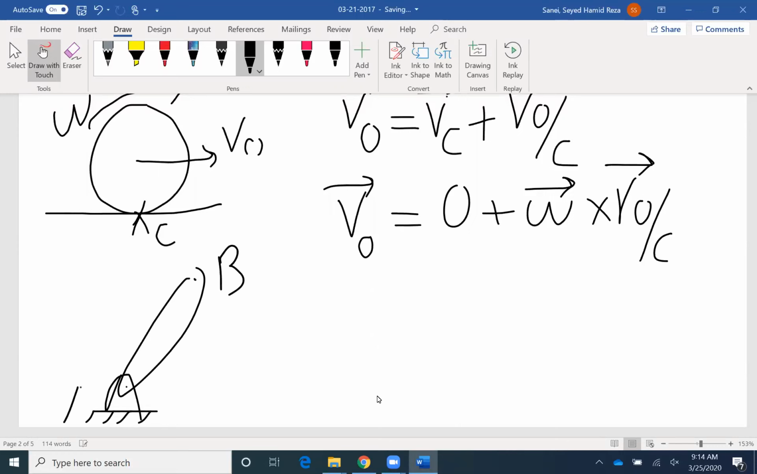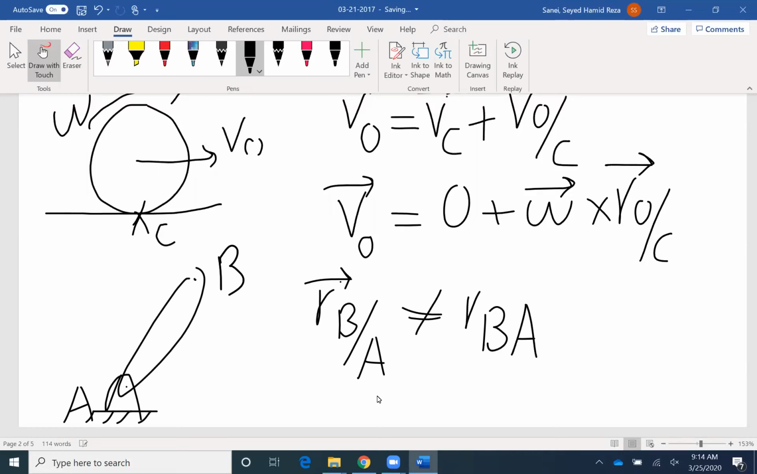The other important thing is that when you're talking about the relative position vector, let's call these B and A, or B with respect to A, that's our relative position vector, which is not the same as the position vector. That's the position vector, that's the relative position vector. So RBA is actually from A to B. So this is our RBA.